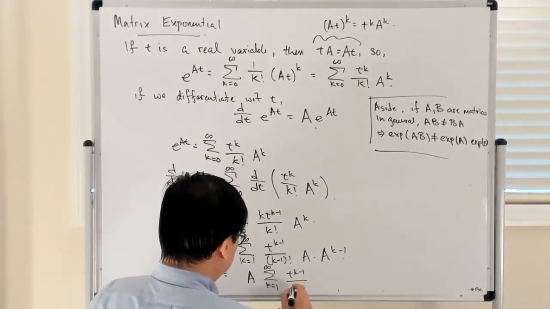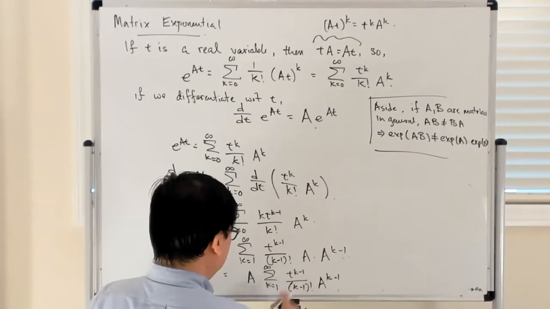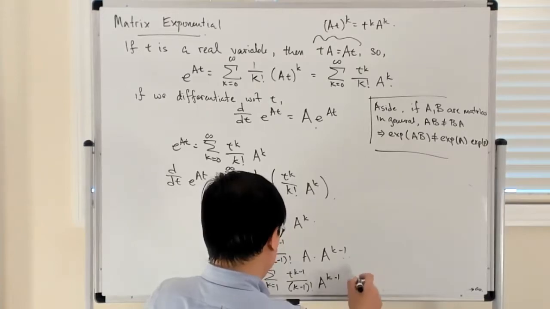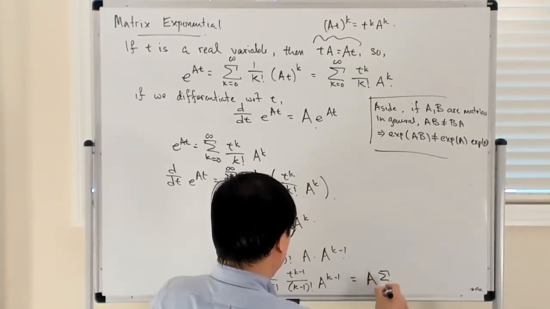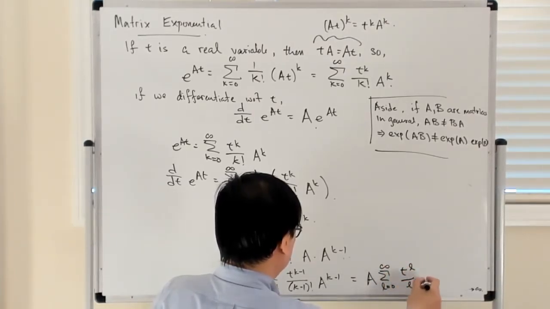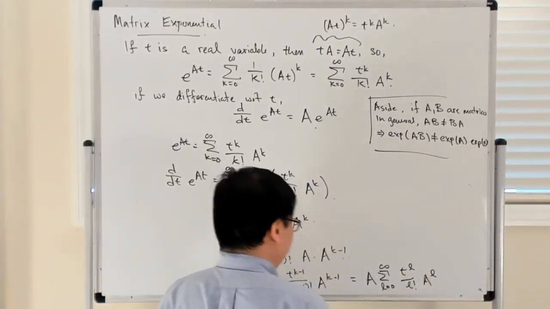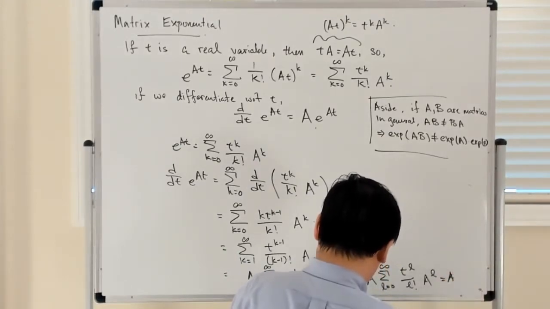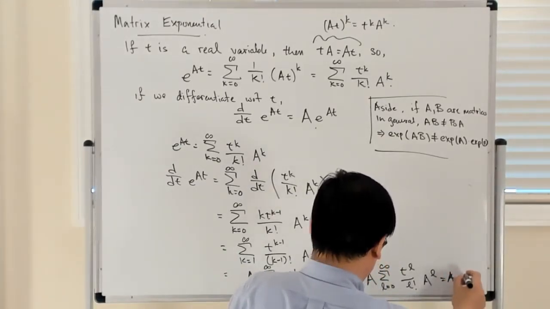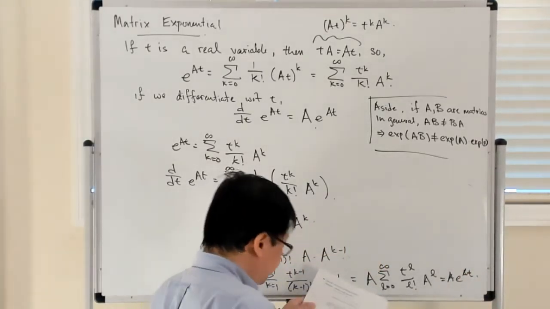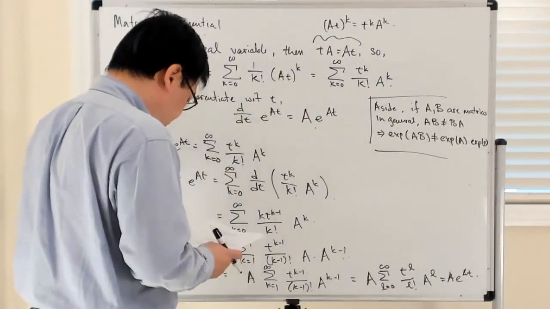So this gives me the sum of t to the k minus 1 over k minus 1 factorial, a to the k minus 1, but I can reindex now, saying l is equal to k minus 1. So this gives me a times the sum from l equals 0 to infinity of t to the l over l factorial, a to the l. And of course, that now is just the exponential, so this is just a times e to the at.